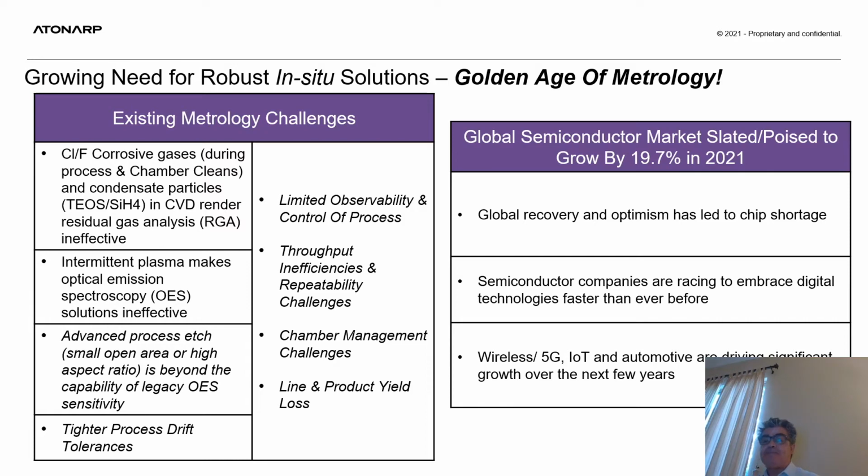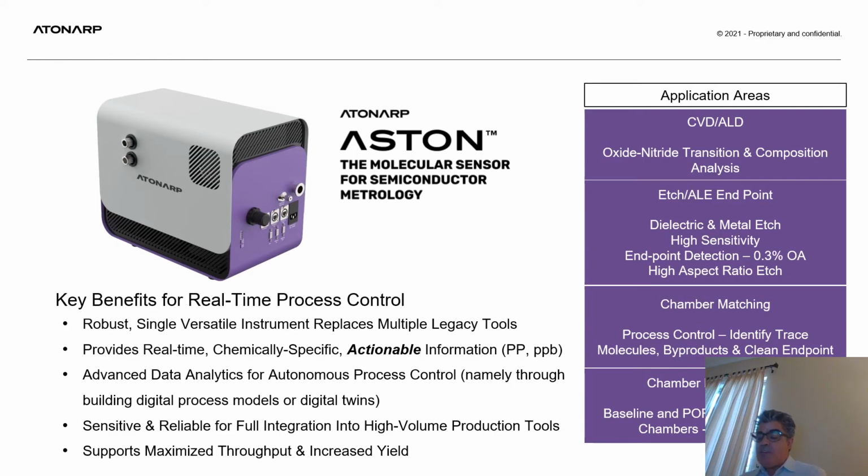So through months of interactions with both OEM and end user process engineers, Atonarp has designed and developed ASTON, a platform built to meet performance requirements intended for deployment on production tools. Some of the key benefits include: ASTON is a versatile instrument intended for real-time monitoring and control of various process cycles.